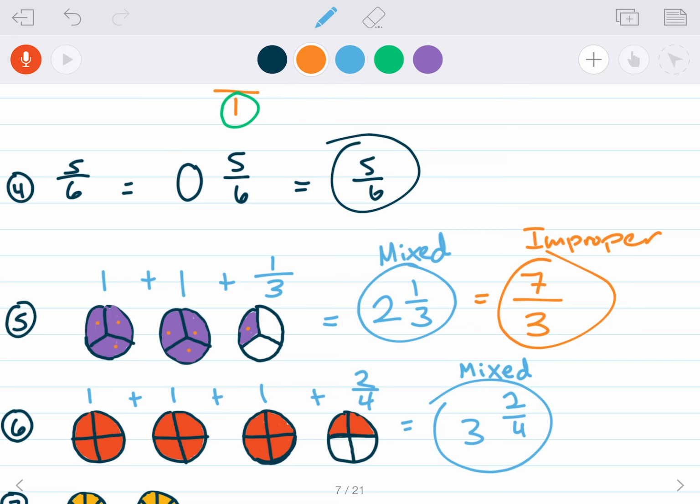So let's do mixed to improper. Again, we can do our trick. 3 times 4 is 12. 12 plus 2 is 14. That's our new numerator over the original denominator, 4.